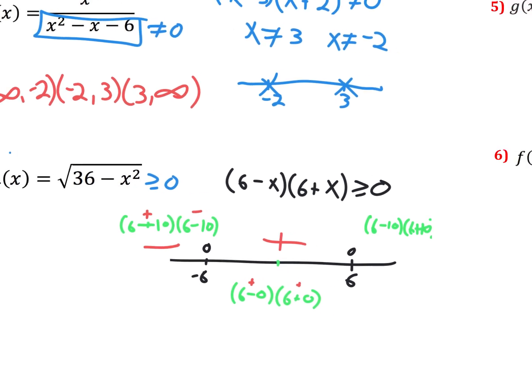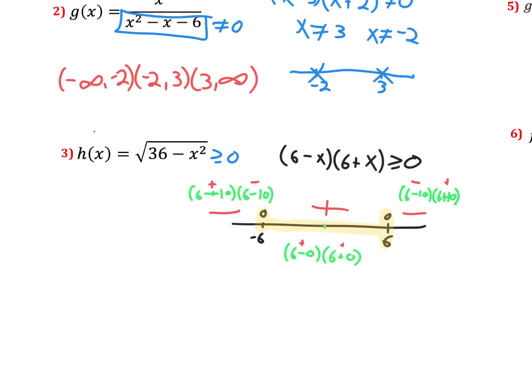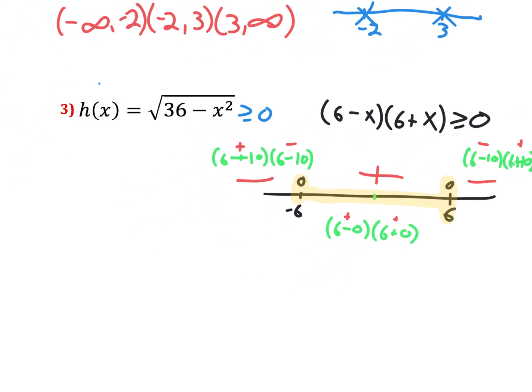So 6 minus 10, 6 plus 10, that would be a negative times a positive. That overall result would be a negative number. I don't care what the specific number is, I just need to know positive versus negative. Well, it looks like anything in this range of numbers would meet the criteria of being greater than or equal to 0. Greater than 0 meaning positive, equal to 0 meaning exactly 0. So we write that out as negative 6 to positive 6, close parentheses.